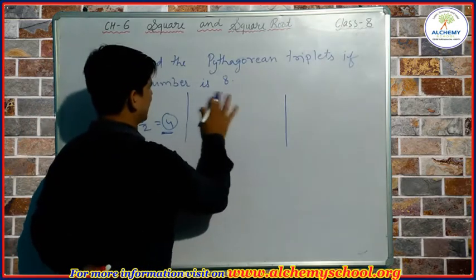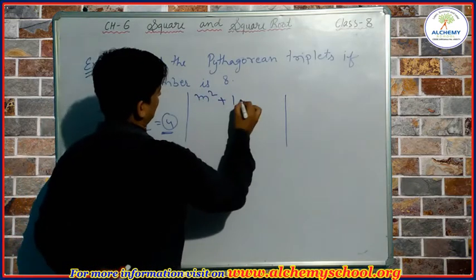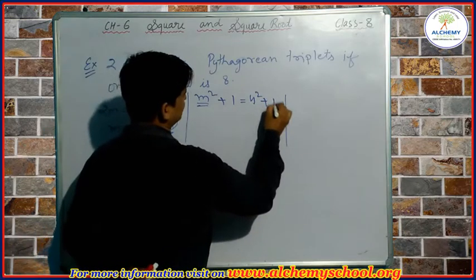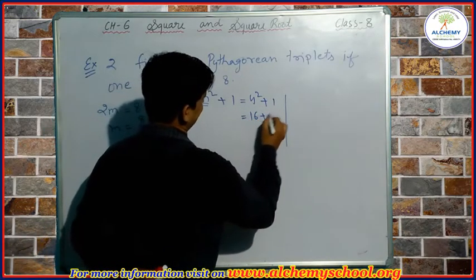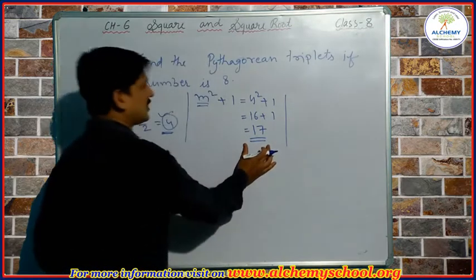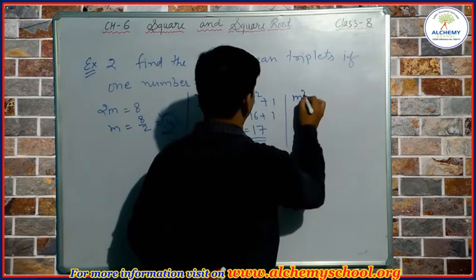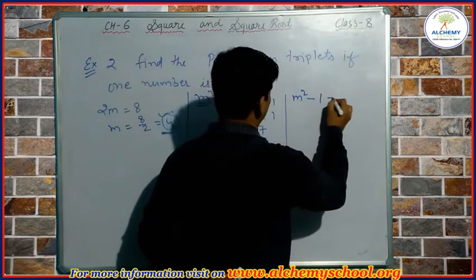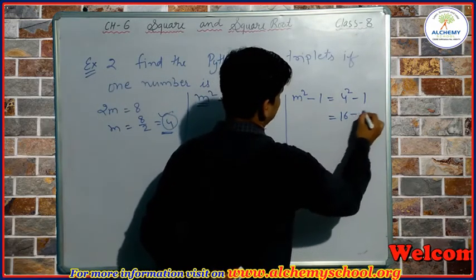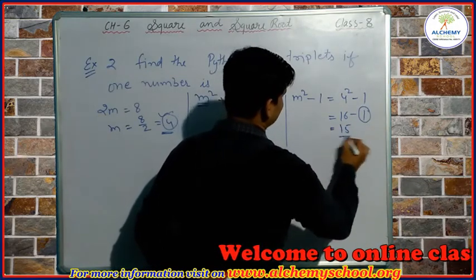The first formula is m square plus 1. The value of m is 4, so 4 square plus 1. It means 4 fours are 16 plus 1, and we get 17. So this 17 is another number of the Pythagorean triplet. We apply the value of m in the next formula, m square minus 1, which is 4 square minus 1. We get 16 minus 1, and when we subtract 1 from 16, we get 15.